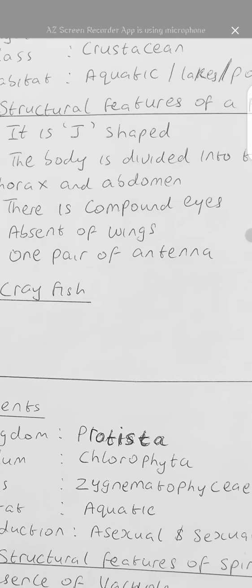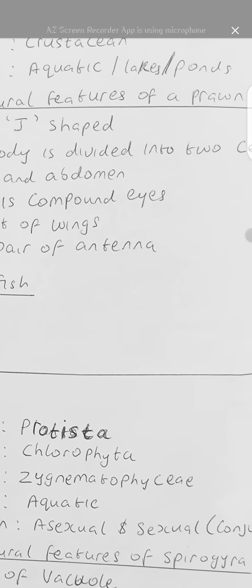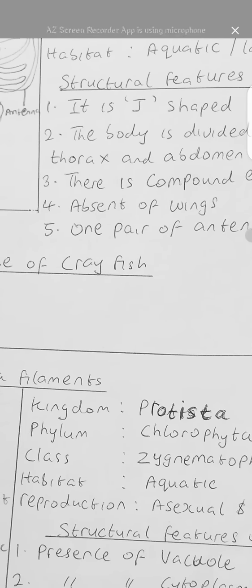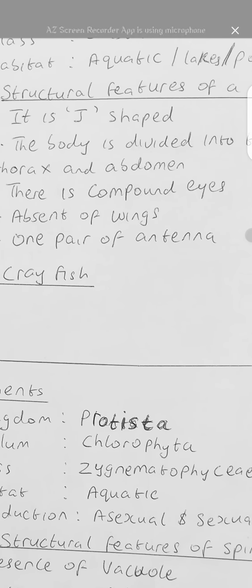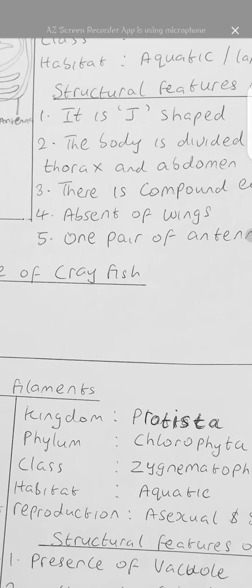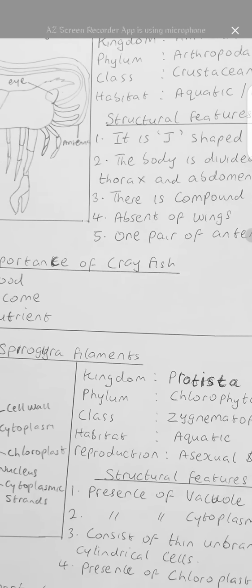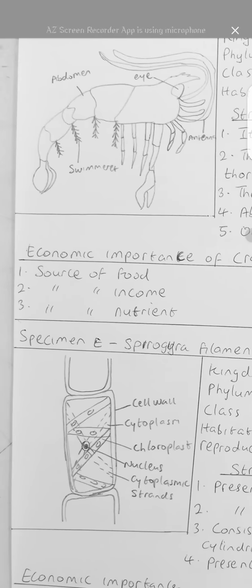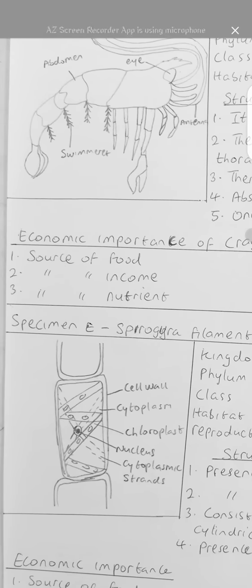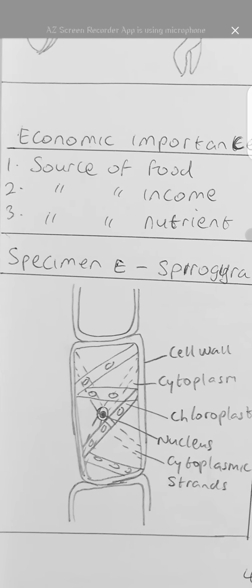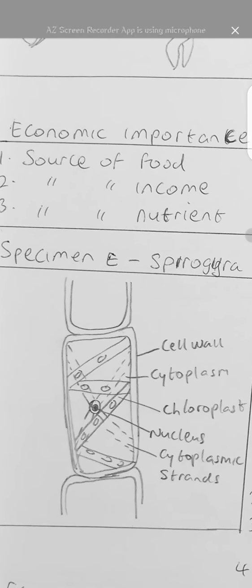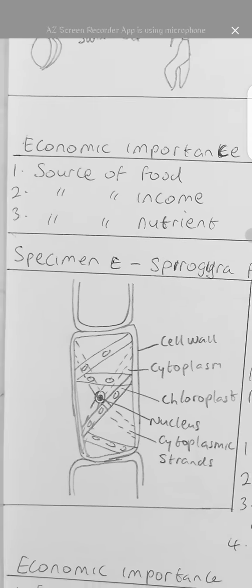Okay. Number 3, there are compound eyes. Number 4, absence of wings. Number 5, 1 pair of antennae. Okay, so in case they ask you to differentiate, like I said, look at the structural features. What this one doesn't have, this one has. Okay, so let's go to the economic importance of crayfish. It's a source of food, source of income, and source of nutrients.